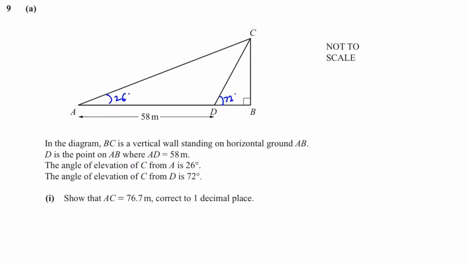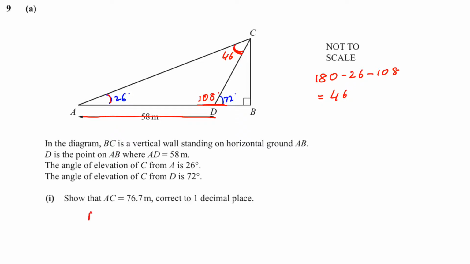If this is 72, this is a straight angle. So 180 minus 72, this angle is 108. And to find C, we will do 180 minus 26 minus 108, which will give us 46. So this angle is 46. Whenever you have been given an angle and an opposite side and another angle and you want to find the other side, we can use the sine rule.